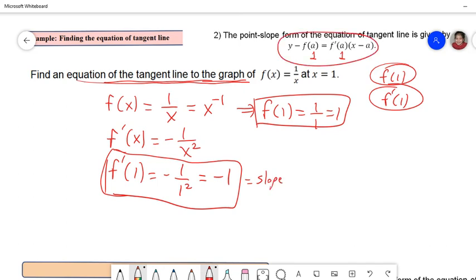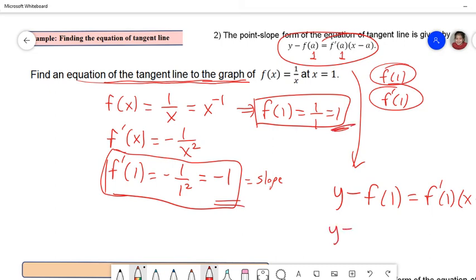You can directly write the equation here, like y minus f of 1 equal to f prime of 1 times x minus 1. F prime of 1 is minus 1, and f of 1 is 1. So y minus 1 equals minus 1 times x minus 1. Then we get y equal to negative x plus 2. So this will be the equation of the tangent line.